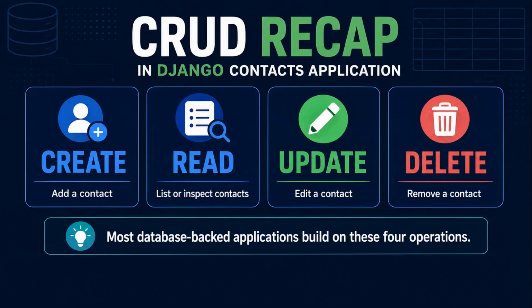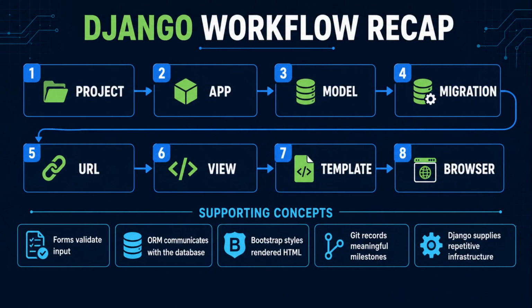Most database-backed business applications are combinations and extensions of these same 4 operations. An inventory system, ticket system, customer portal, or online store may add permissions, reporting, and business rules, but much of its daily work still comes down to creating, reading, updating, and deleting stored information. Let's bring the complete Django workflow together one final time. We began by creating a project and then added the contacts application. Inside that application, we defined the contact model. A migration translated that Python model into a repeatable database structure change. URL configurations connected browser addresses to views.